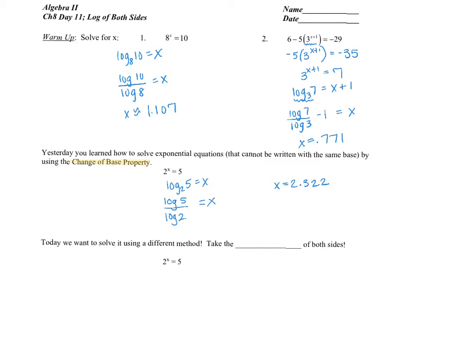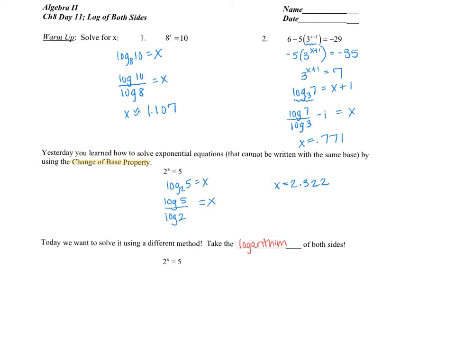And again, you can always check. 2 raised to the power of 2.322 is going to give you 5. So today we're going to solve using a different method. The method that we're going to learn today is how to take the logarithm of both sides. We're going to start off simple, and then we're going to work on some problems that are a little bit more challenging.